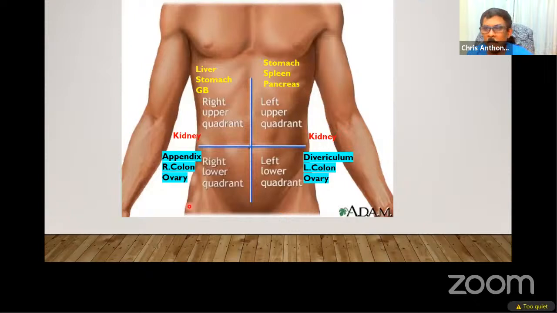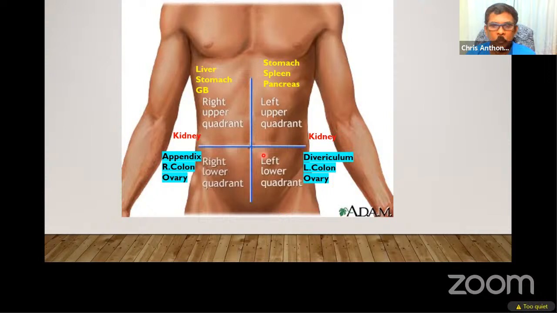For convenience, the abdomen can be divided into four large quadrants: the right upper quadrant, left upper quadrant, left lower quadrant, and right lower quadrant. These are the structures highlighted here which are contained within these areas. The right upper quadrant has the liver, stomach, and gallbladder. The left upper quadrant mainly consists of the stomach, the spleen, and the pancreas. The right lower quadrant has the appendix, right colon and cecum, and the ovary in females.